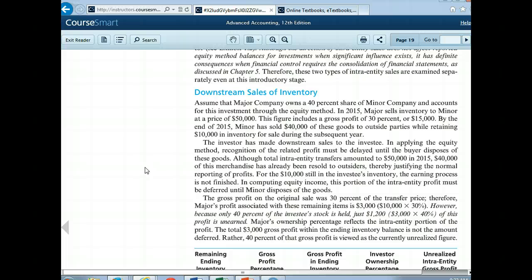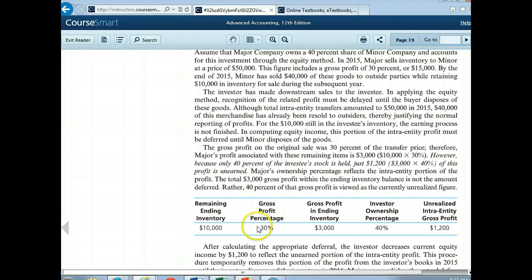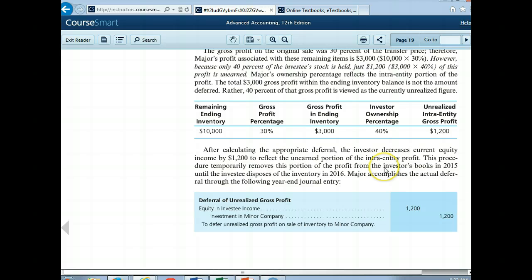So basically what happens here is, in this scenario, the remaining $10,000 of inventory at a 30% profit rate, or $3,000, and again, the investor only owns 40% of that, they need to show an unrealized intra-entity gross profit on the books. Do you see how they have to adjust for those transactions that have not fully been satisfied in the books?